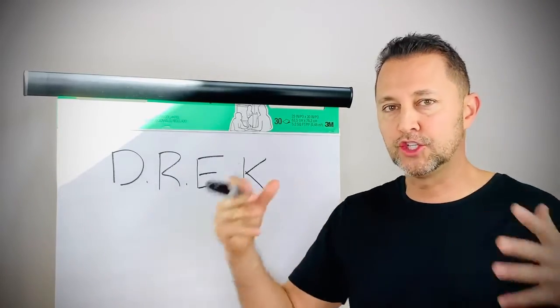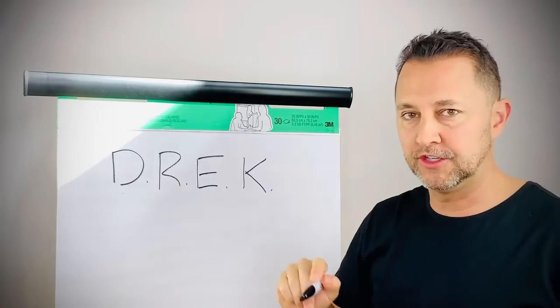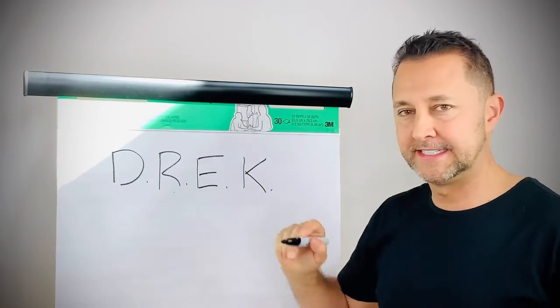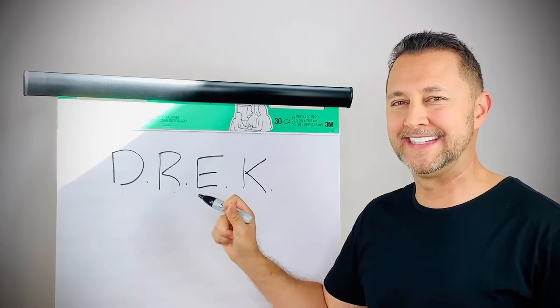DRES, just like Shrek. You can remember it just like Shrek. And they stand for differentiation, relevance, esteem, and knowledge. Differentiation, relevance, esteem, and knowledge.